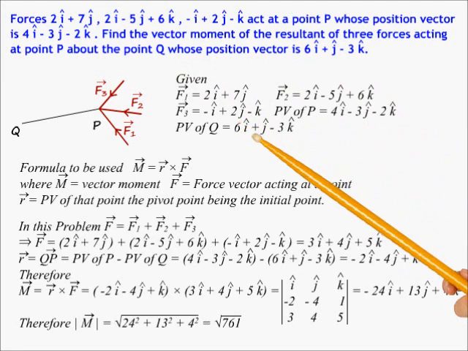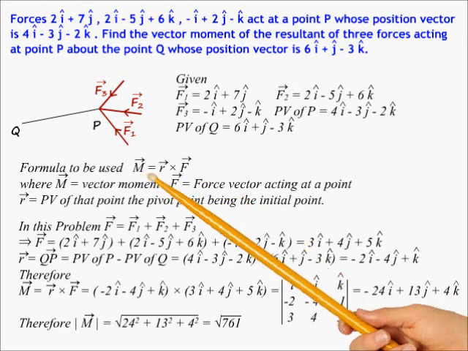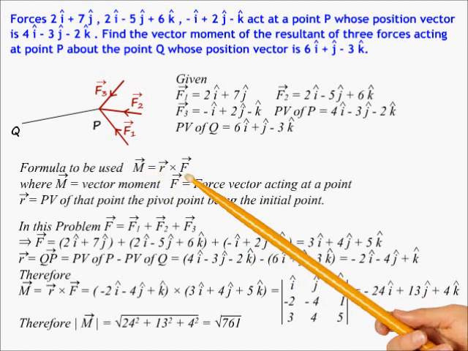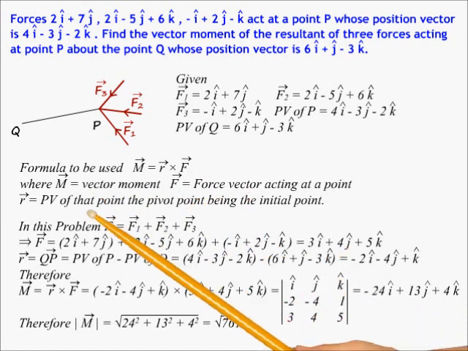To solve this problem, we will apply this formula. The moment of force F acting at a distance r from a point is given by M equal to r cross F, where M is the vector moment, F is the force vector, and r is the position vector of the point where the force is applied, with the pivot point as the initial point of the vector r.